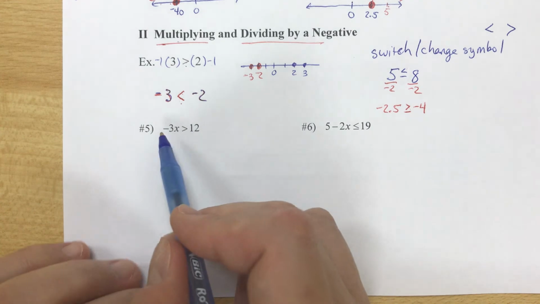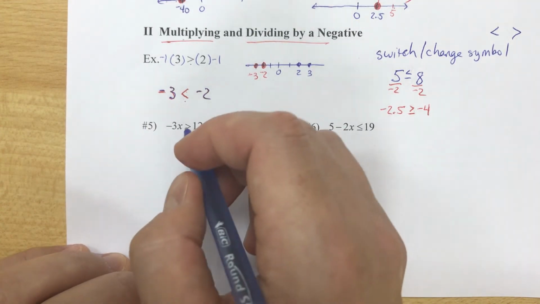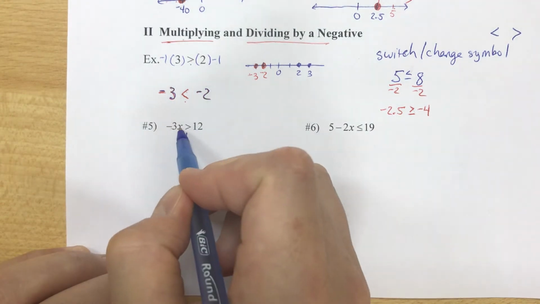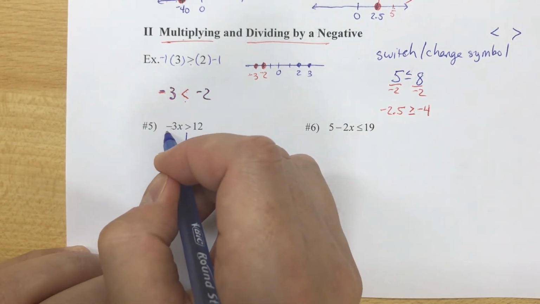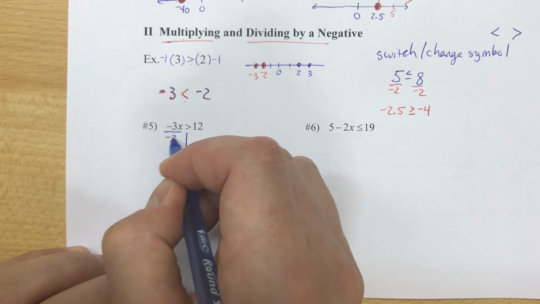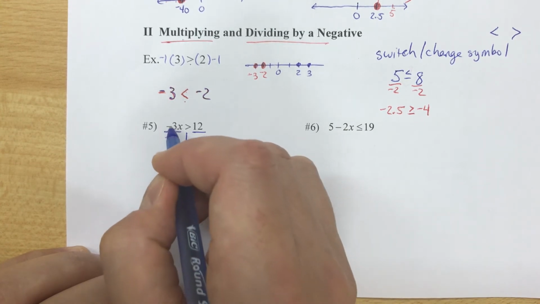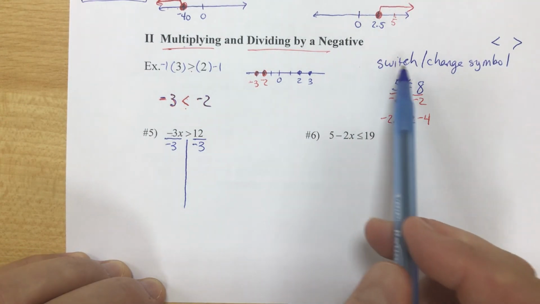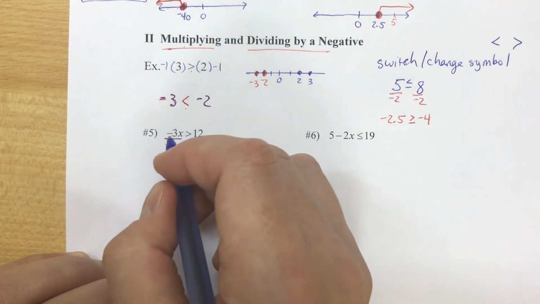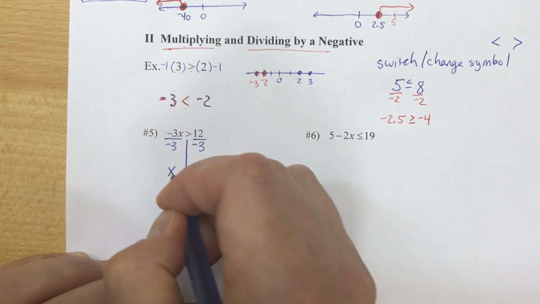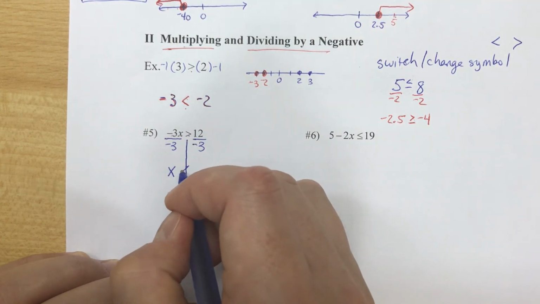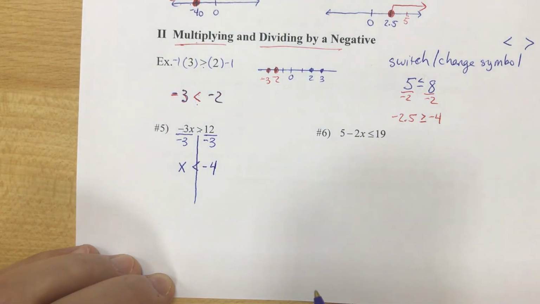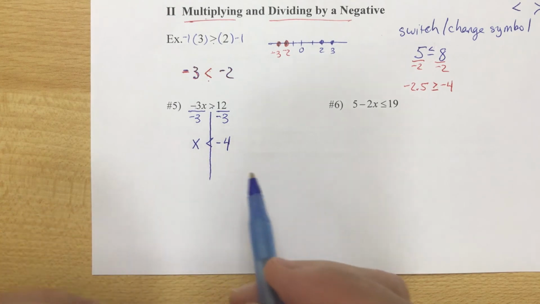Okay, so let's take 2 more examples here. Number 5, negative 3x is greater than 12. That's negative 3 times x. How do we undo multiplication? We divide both sides by the same thing. We will divide by a negative, but when we divide by a negative, we have to switch the symbol. So we get 1x, greater than becomes less than, negative 4. X is less than negative 4.